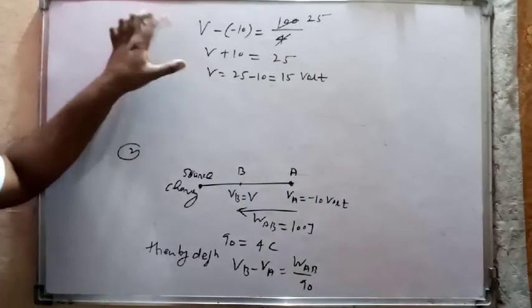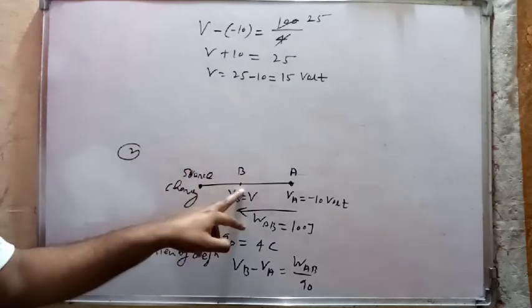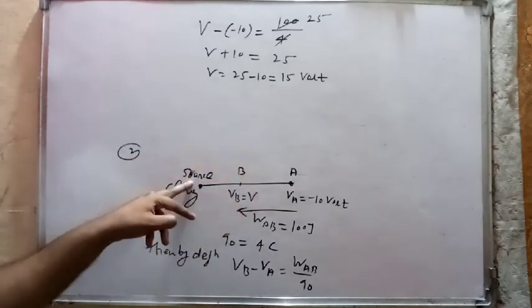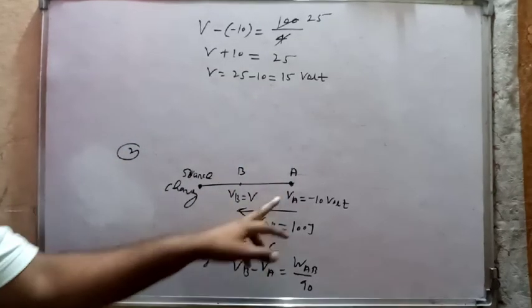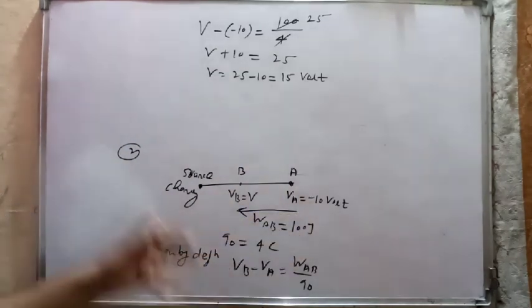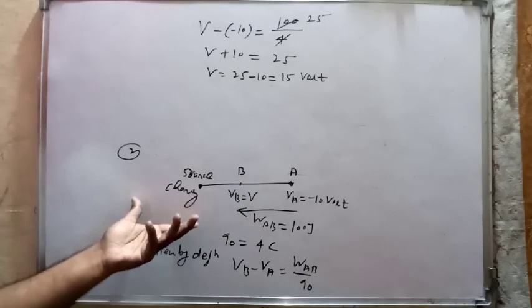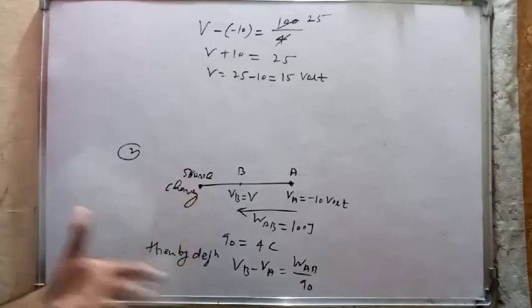From this numerical, it is clear that B is near to source charge and B has potential 15 volt and A has potential minus 10 volt. That means a point near the source charge has higher potential.